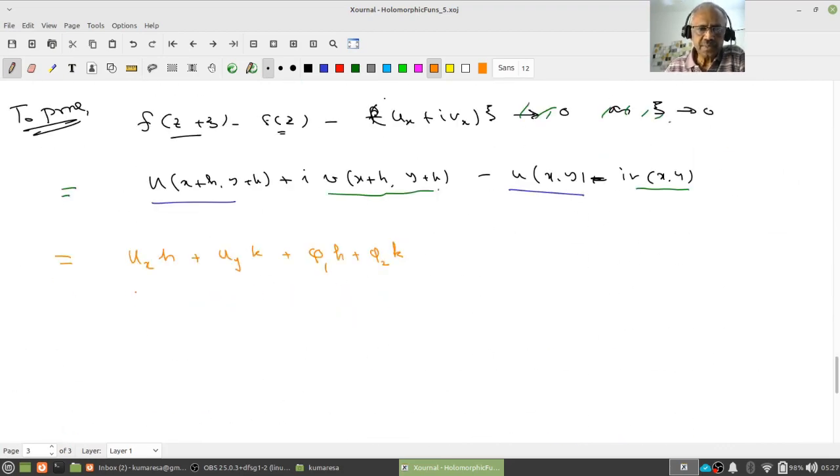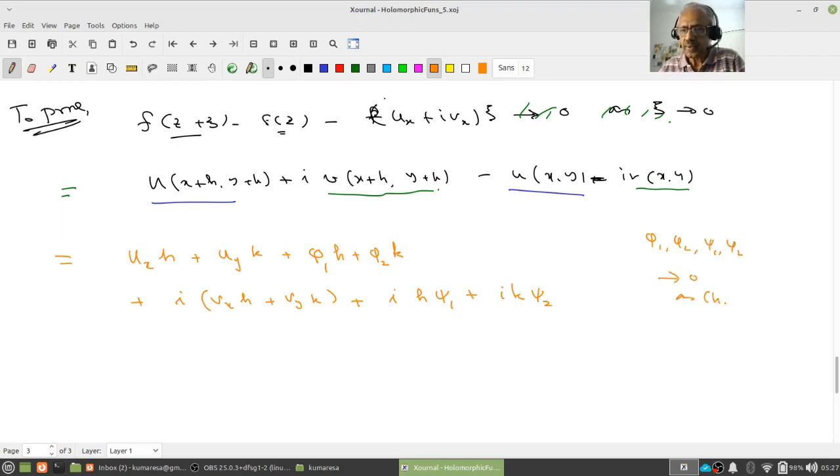And similarly, I'll have I times vx into h plus vy into k, plus I times something, h into, let me call it xi1, and I into k into xi2. For v, instead of phi, I will call it phi 1 and 2. So what do I know about phi 1, phi 2, xi1, xi2? They all go to 0 as h, k go to 0, which is the same as saying xi goes to 0. Xi is the increment.